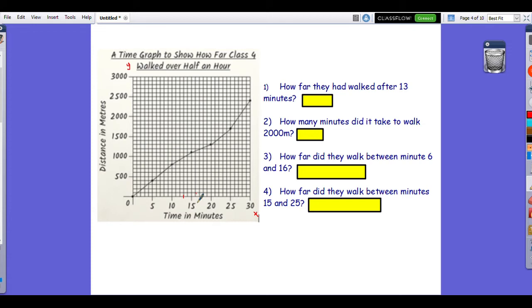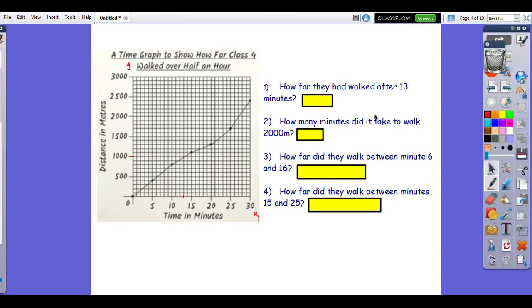Okay, so if I want to know how far they had walked after 13 minutes, I need to follow this line up, and this is where your ruler will be helpful to you, and I need to stop when I hit the line of the graph, which is where that little red dot is. Now, if I use my ruler to help me follow that line of the graph across to where the distances are, I can see it lines up there, so the distance was 1,000 metres.